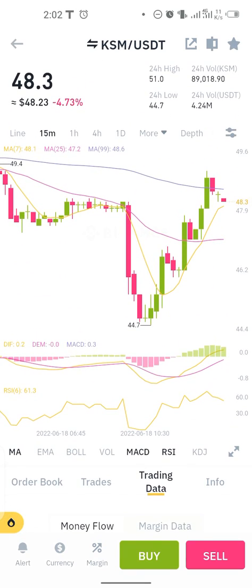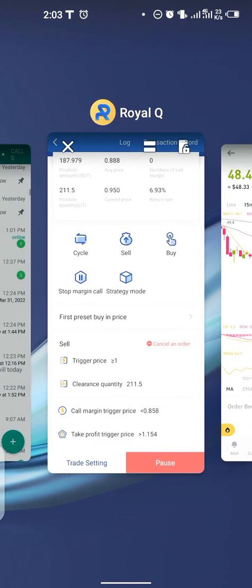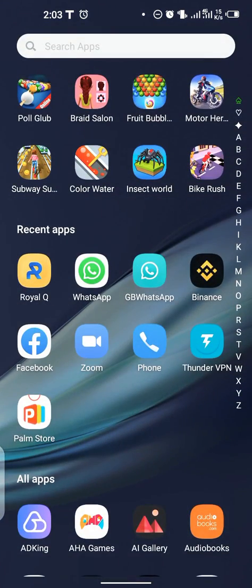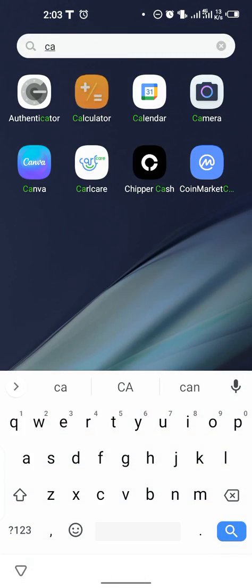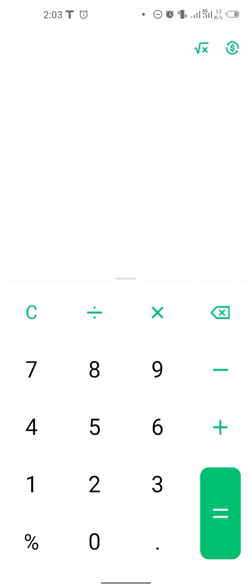So how do you know the take profit percentage? Now up there on top, you see the 24-hour high. So that is 51. So what do you do? 51, come here, you go to the calculator, which I want to look for right now. Calculator, all right. So it is 51.